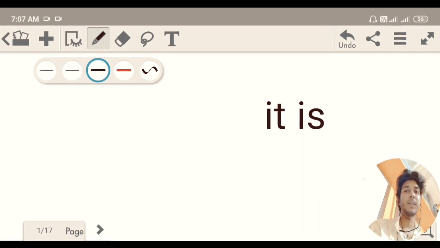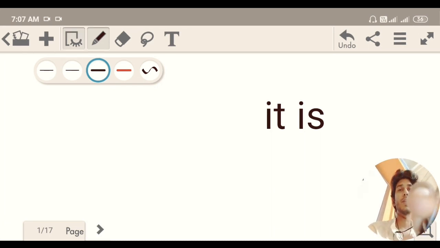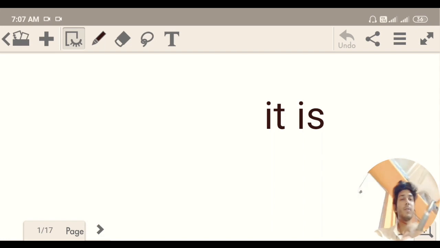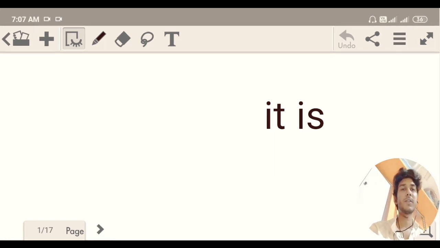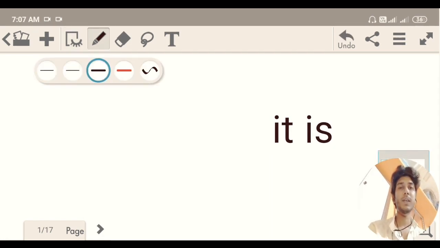The first word that we are going to deal with in this language is "it is", and I'm going to tell you the translation of it. The direct translation of "it is" in Spanish is "es". The translation is es.